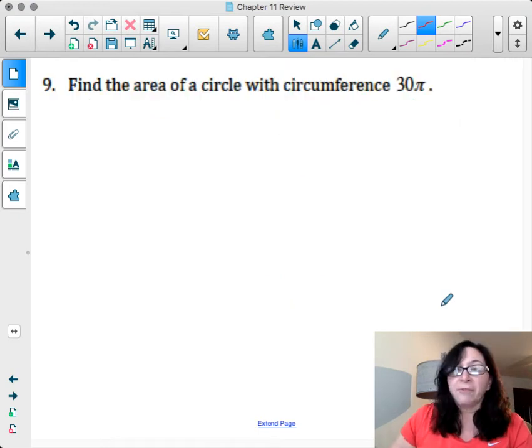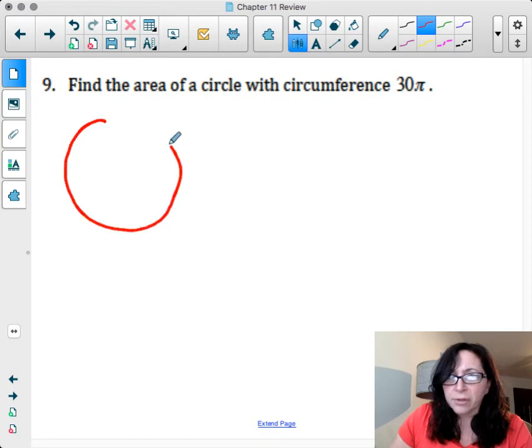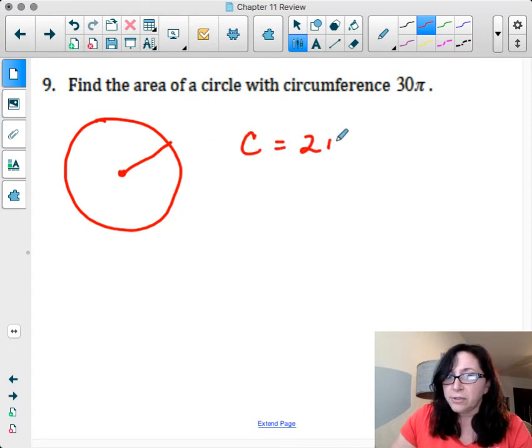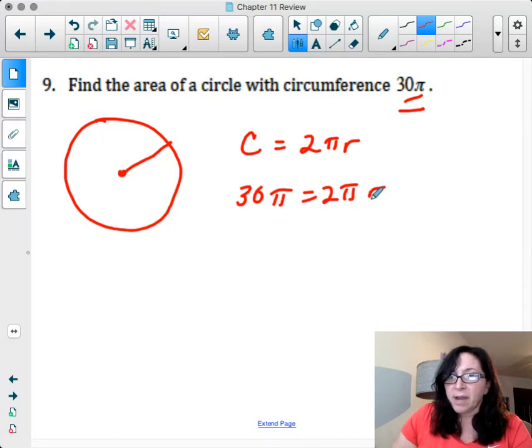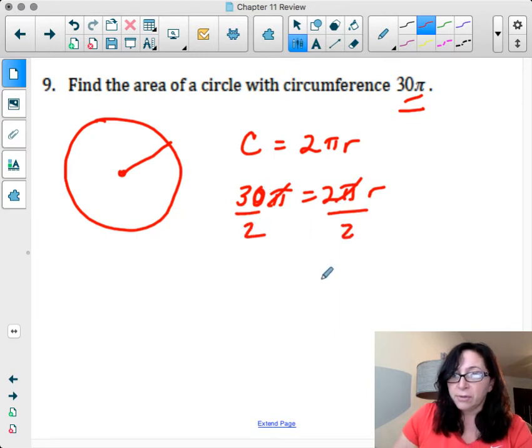Okay, find the area of a circle. So we want the area of a circle. The circumference is 30 pi. Well, the distance around. So I can say circumference equals 2 pi r. If I know that it's 30 pi, so we can say 30 pi is equal to 2 pi r. I'm going to divide by pi on both sides, and those are going to cancel. And then I'm going to divide by 2 on both sides. And so my radius is 15.